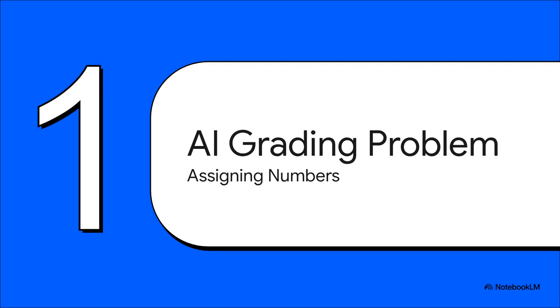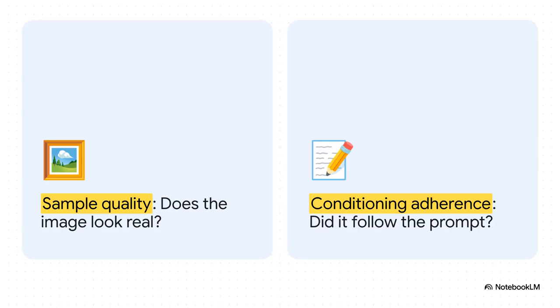All right, Section 1. The AI grading problem. Assigning numbers. Imagine your model just generated 10,000 images. You obviously can't grade them all by hand, right? You need a reliable way to assign them numbers. And that brings us to a massive core dilemma. We have to judge these images on two distinct axes that very often clash. Axis 1, sample quality. Basically, does it look real? Is the lighting, the texture, the anatomy actually believable? And Axis 2, conditioning adherence. Did it actually follow the prompt you typed in?